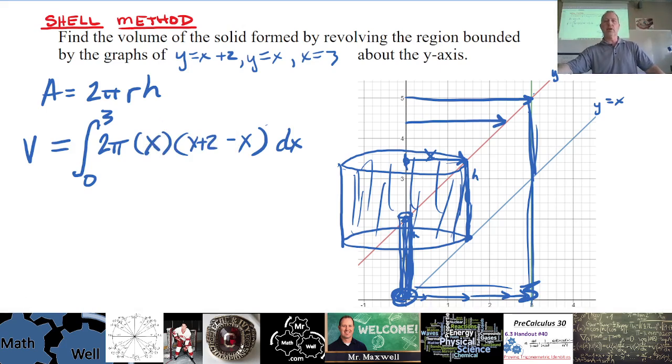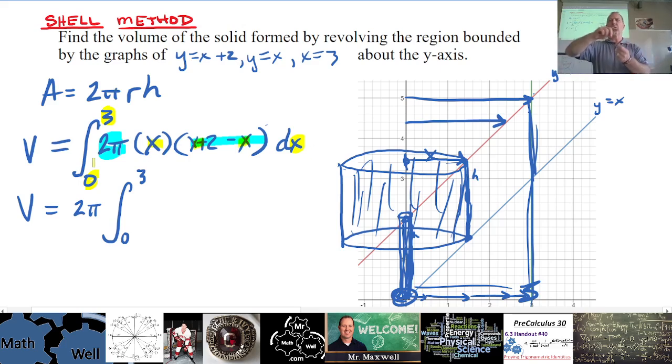A couple things you want to note: this is a constant 2 pi, so we can take that out, and we're going to simplify this over here. So the volume is going to be equal to 2 pi times the integral from 0 to 3. Remember, the limits of integration have to be x values, because this is dx, and these are all x's in here, so those all have to match up.